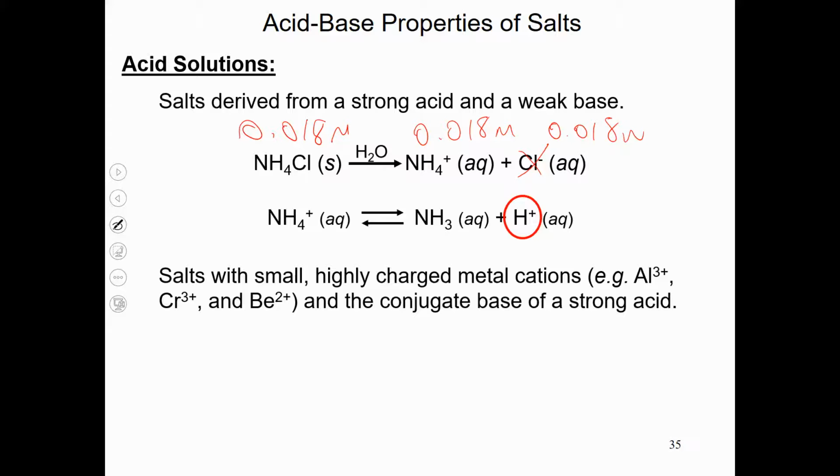But the concept is this: if I'm given a solution of NH4Cl, ammonium chloride, at a concentration of 0.018 molar, and I dissolve it in solution, I should recognize that ammonium is an acid because it's the conjugate acid of NH3, which is a base. So it's going to do this. My initial concentration here is 0.018, this is 0, and this is 0. And then I can solve.